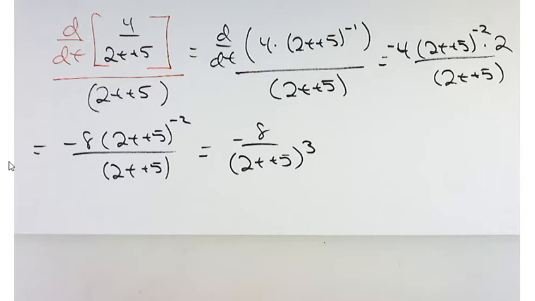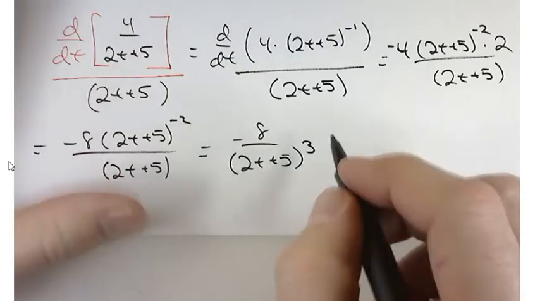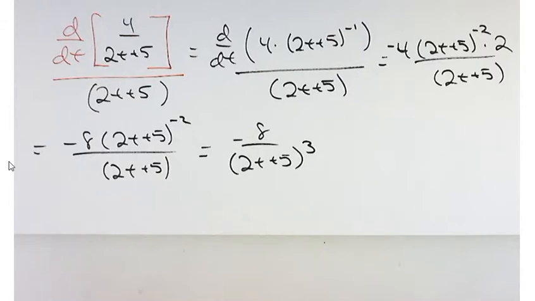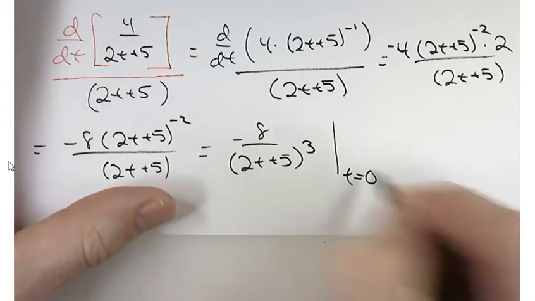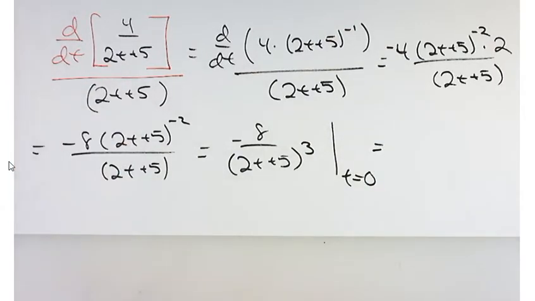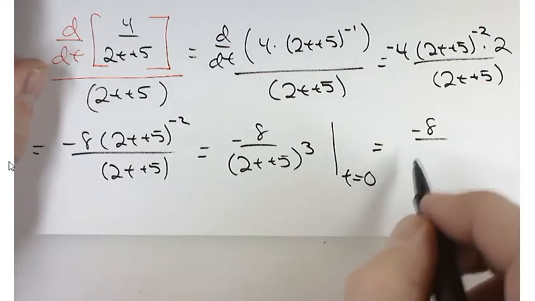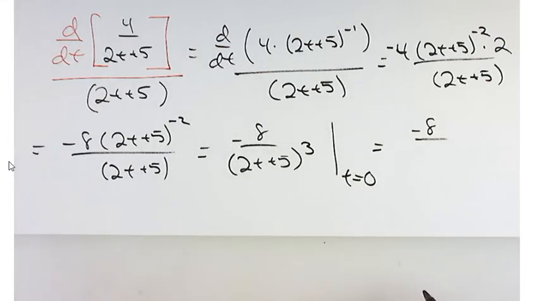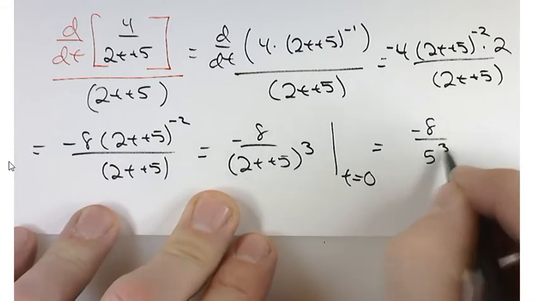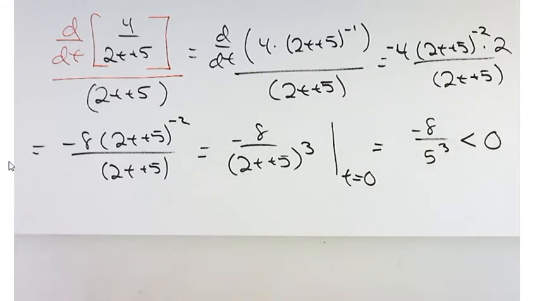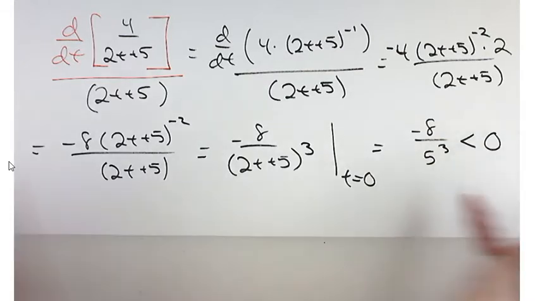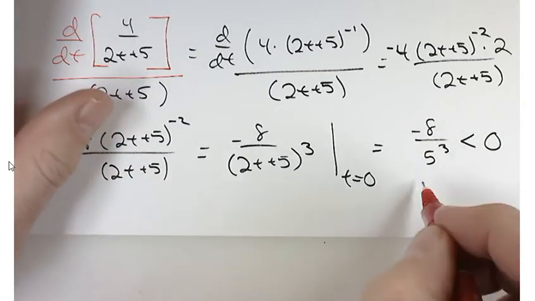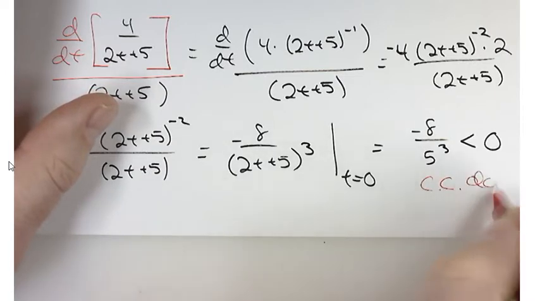So, cool. Now, to determine the concavity here, let's see that it matches our expectations. We wanted to look at the concavity at t equals 0. So at t equals 0, what would I get? I get negative 8 over what? 5 cubed, 125. Doesn't matter exactly what that is. The important part is that it's less than 0. So at that particular value, your concavity is going to be concave down.